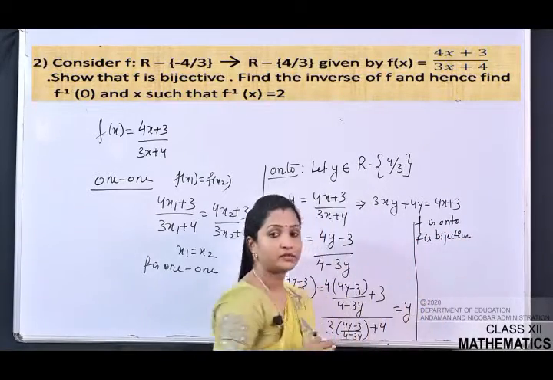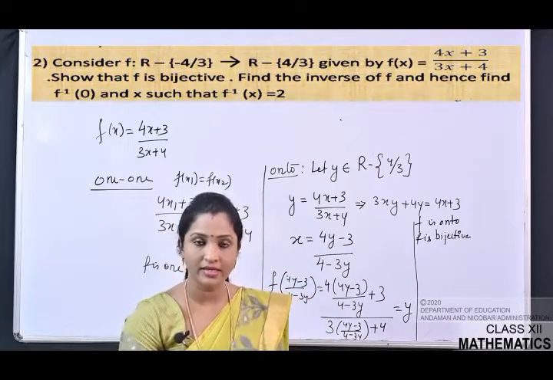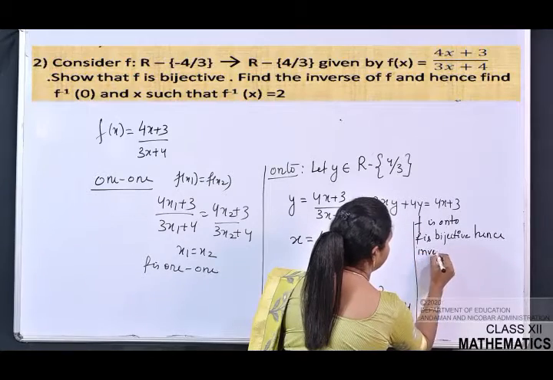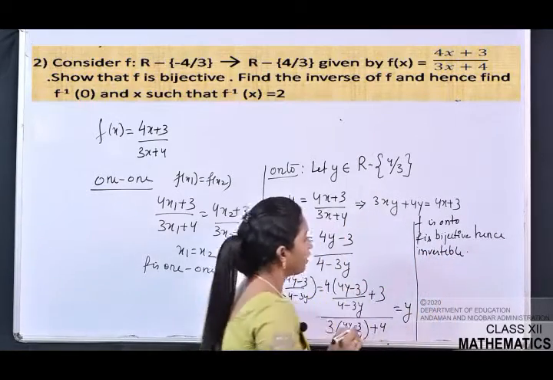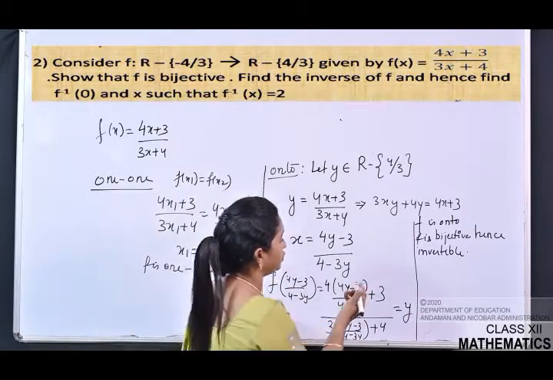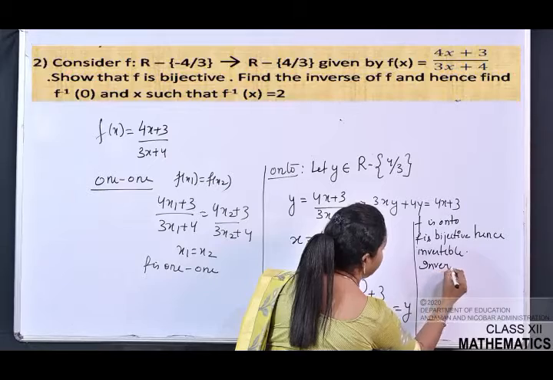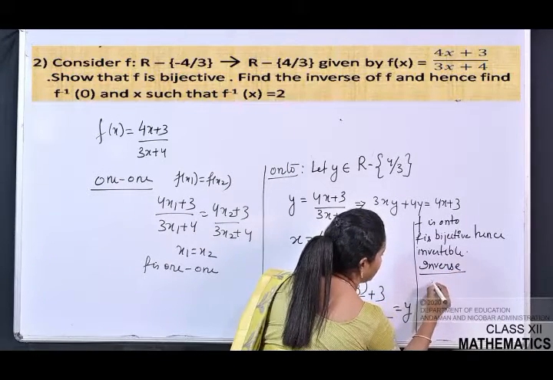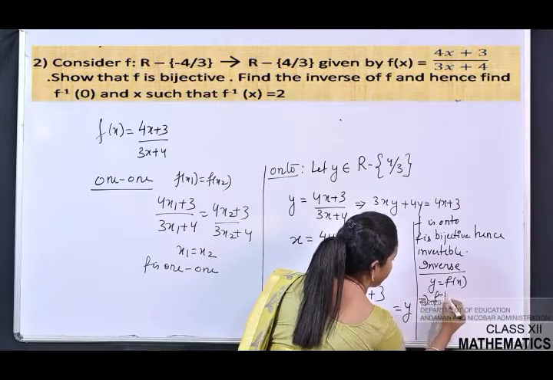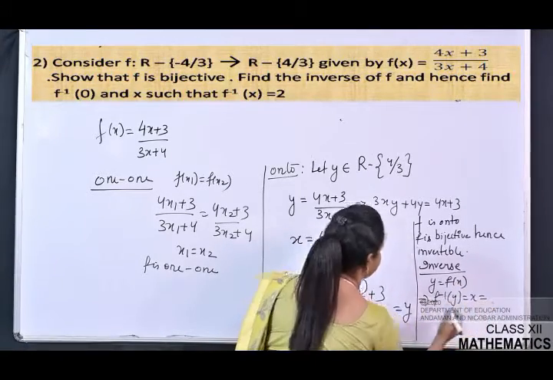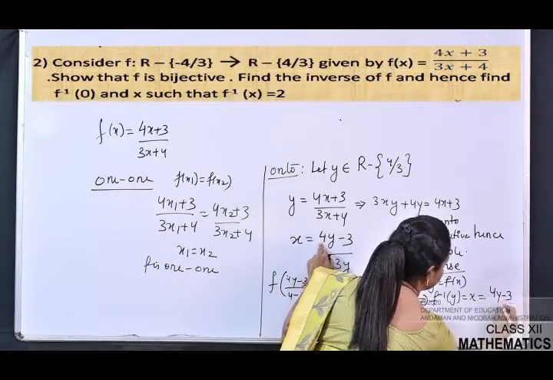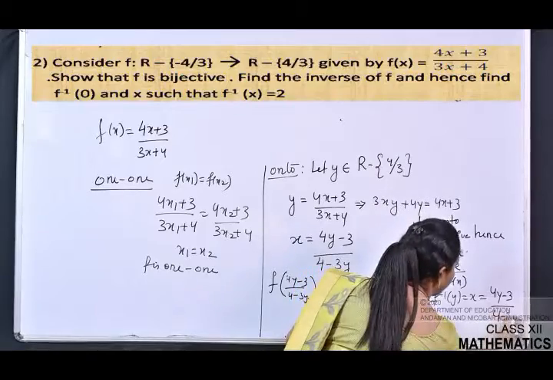Correct. And when it is bijective, it means what? Its inverse exists, hence invertible. Now how to find the inverse here? You have to find the inverse also. What is the inverse of f? How to find the inverse? To find the inverse, we know that y is equal to f(x). That implies f inverse of y is equal to x, and what is the value of x? You got it: (4y minus 3) by (4 minus 3y).